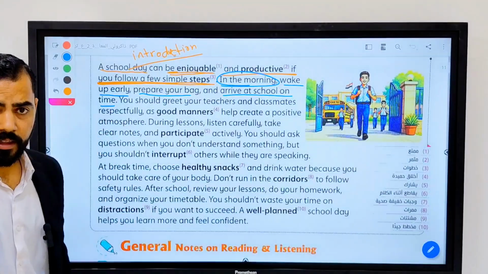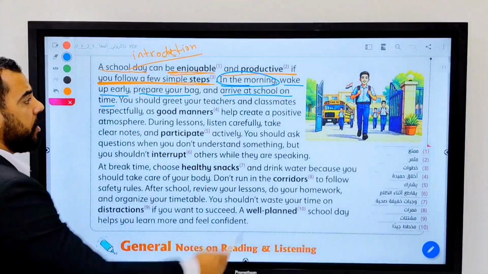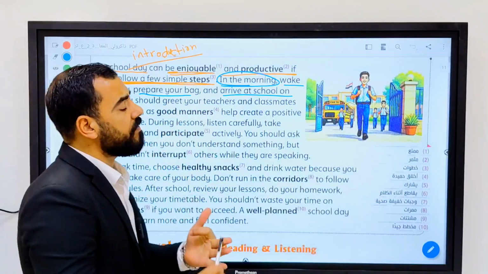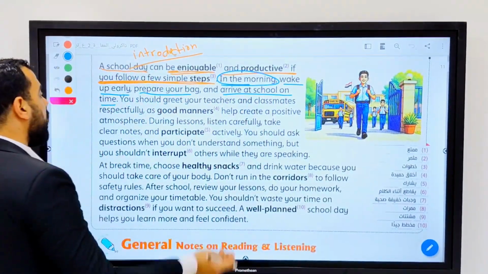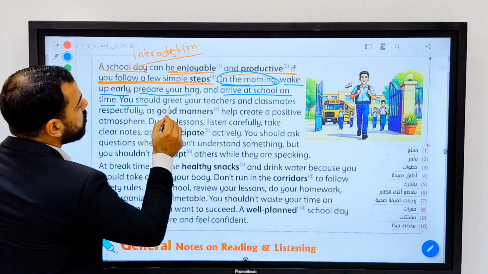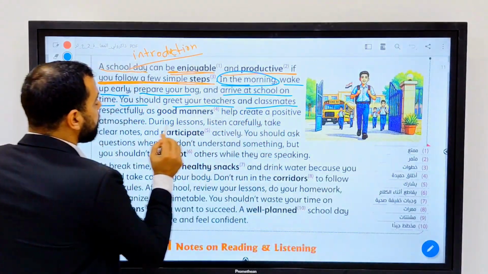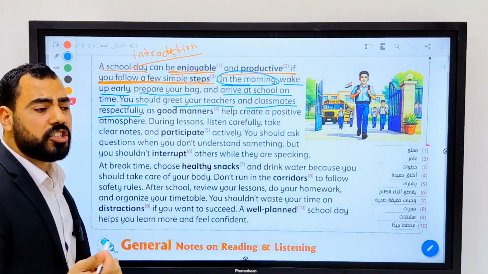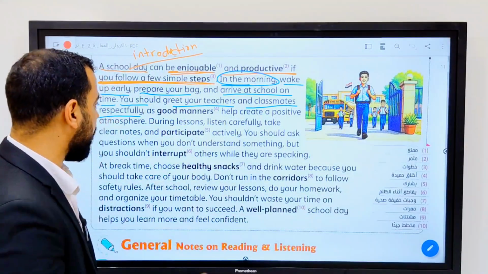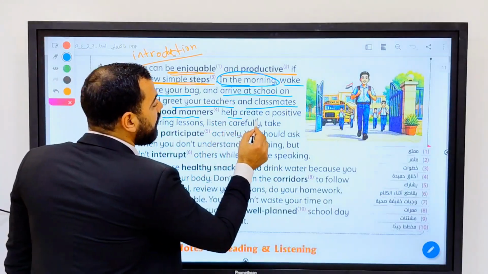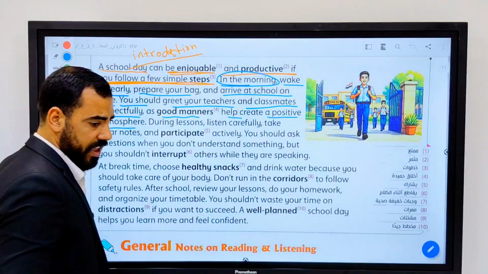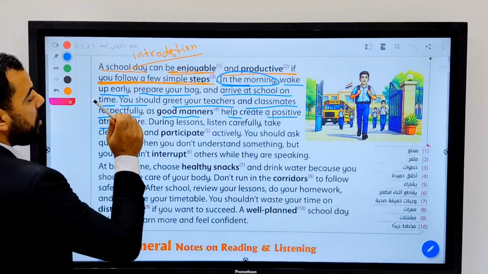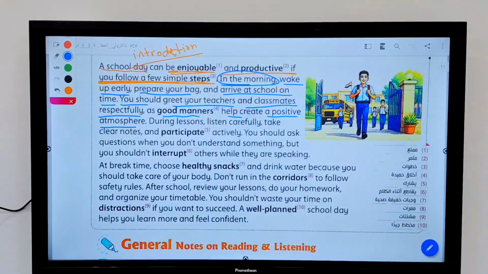But this part, in the morning, wake up early, prepare your bag, and arrive at school on time. So this is what happens in the morning. Wake up early, number one, prepare your bag, number two, and arrive at school on time. What else should you do? You should greet your teachers and classmates respectfully. Why? As good manners help create a positive atmosphere. So this is the reason you should greet your teachers and classmates respectfully.